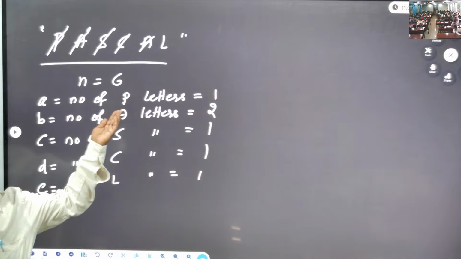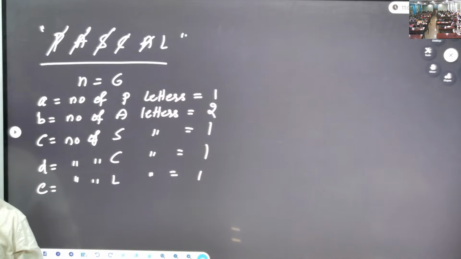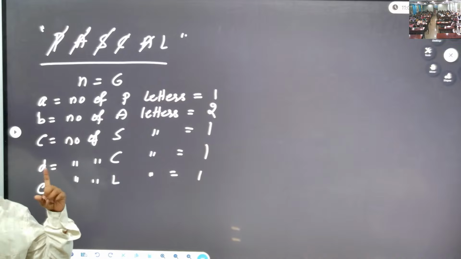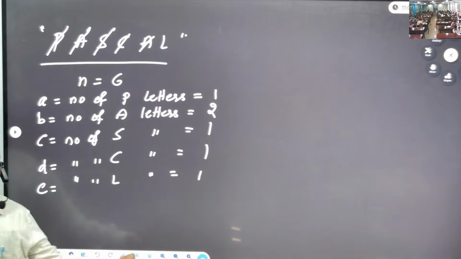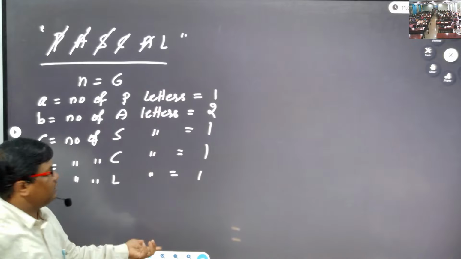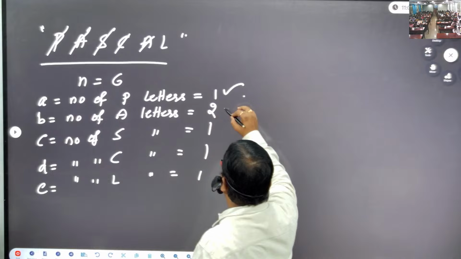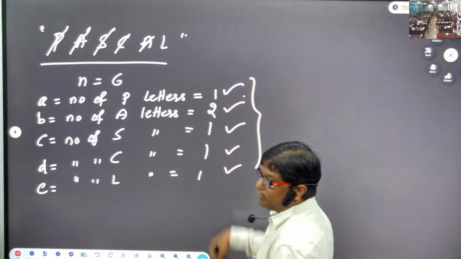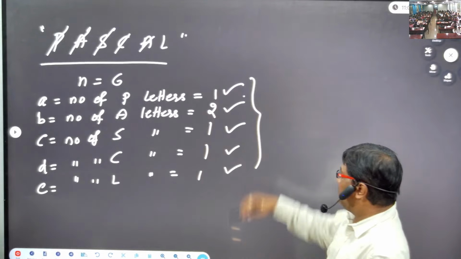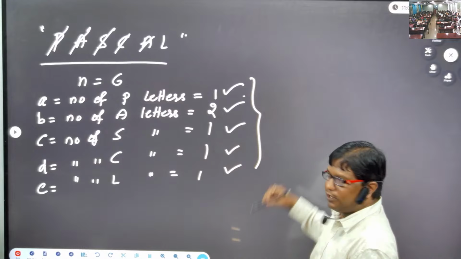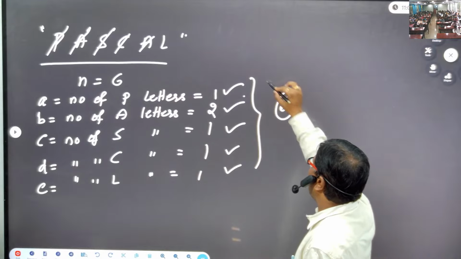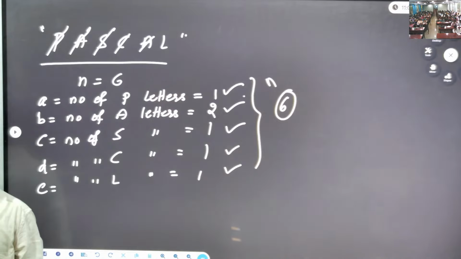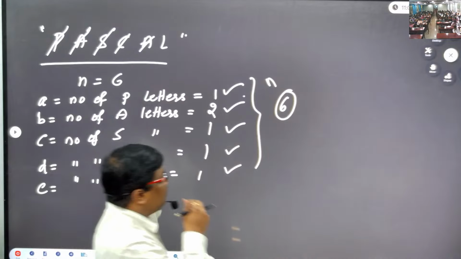Now check with your sum. Pascal contains 6 letters, right? N is equal to 6. So your sum value should also come to 6. Check with all the values: 1 plus 2 plus 1 plus 1 plus 1. So what is the sum of all these values? 3, 4, 5, 6. That is, your N value should be equal to your number of letters. Now substitute all these values in the formula.